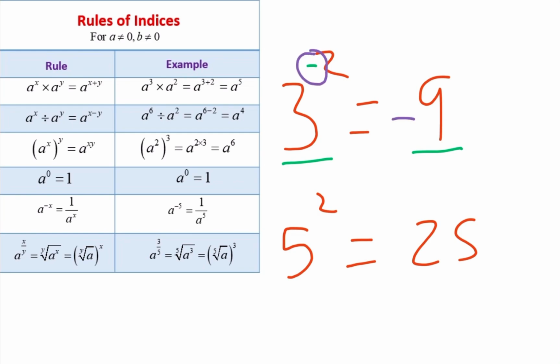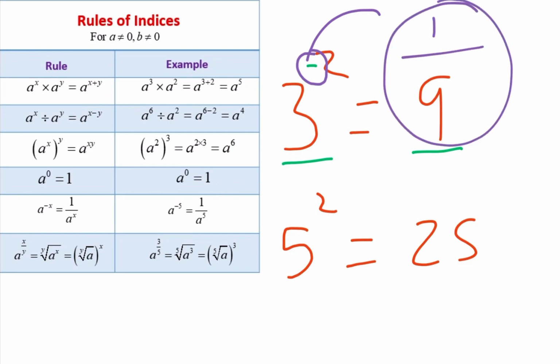It's the most common misconception answer that students write. It is not negative 9. So let's get that out of the way. A negative simply means the reciprocal. Or some people call it, you flip it. So it becomes 1 over 9, and that is the answer. That's it. If you've got 5 squared, which is 25, but there's a negative in the front, it becomes 1 over 25. So you find the reciprocal of it.